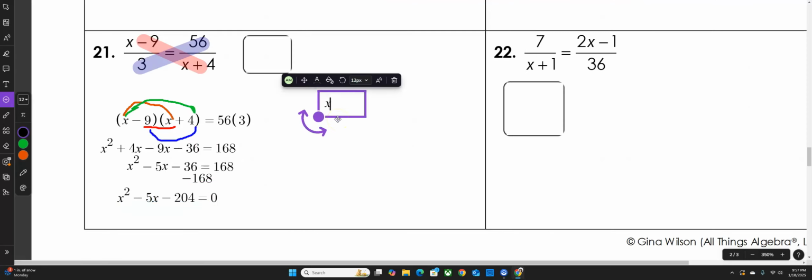And the way we write that is x is equal to, open curly bracket, negative 12, comma, 17, close curly bracket.